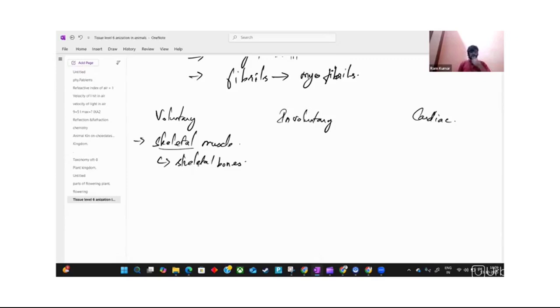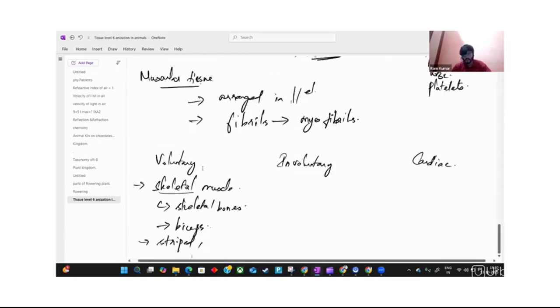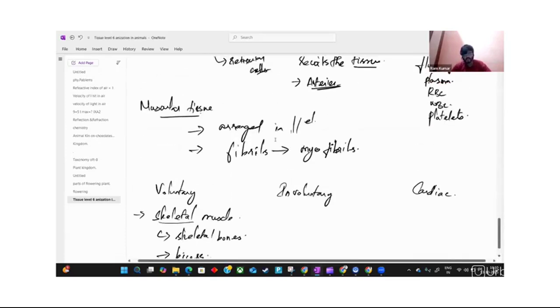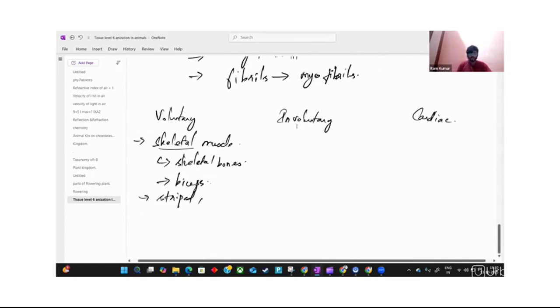Okay, so it is a typical muscle that we can predominantly find in our biceps. Its arrangement is a striped shape, a straight shape, bundled together in a parallel fashion. That's why I said it is arranged in parallel.